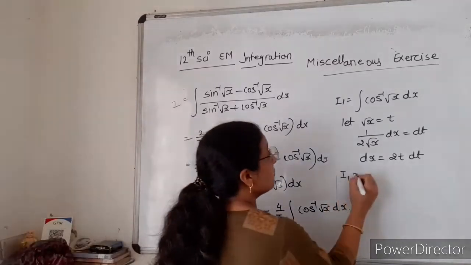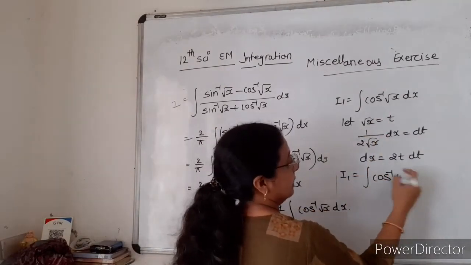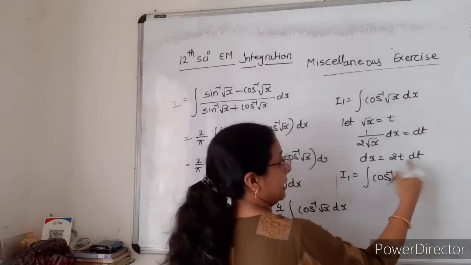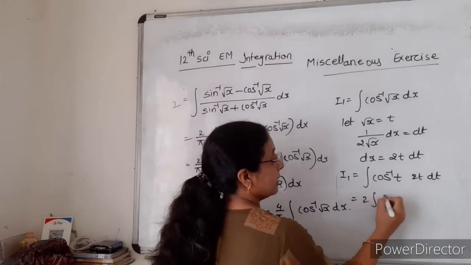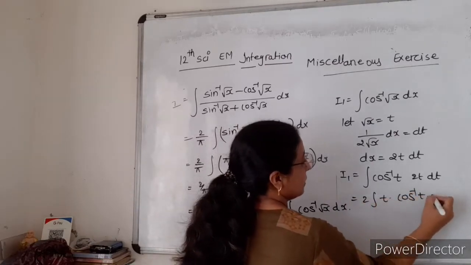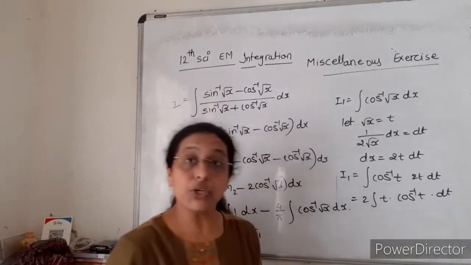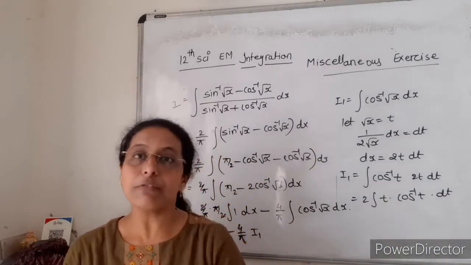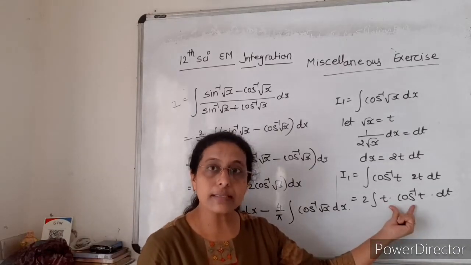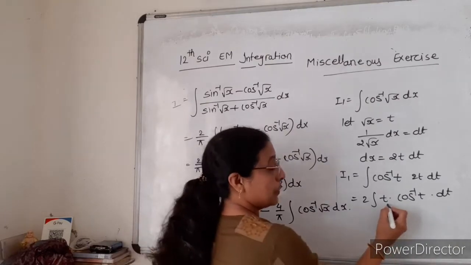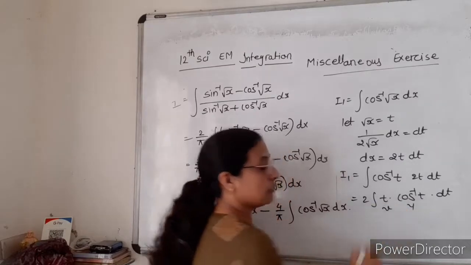Okay, so I1 is equal to cos inverse t into, instead of dx, 2t dt. 2 will come outside, t into cos inverse t dt. Now you know that t into cos inverse t is the product of two functions. And if it is the product of two functions, we use integration by parts, that is algebraic function, inverse function. So this is u and this is v.